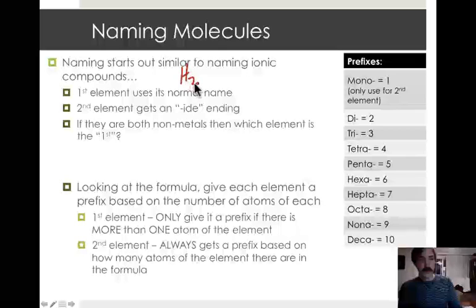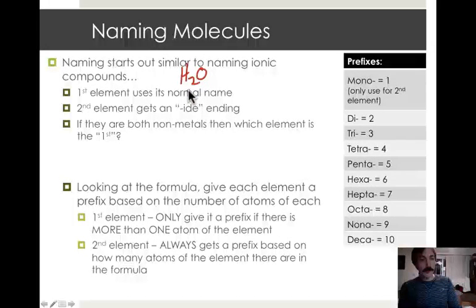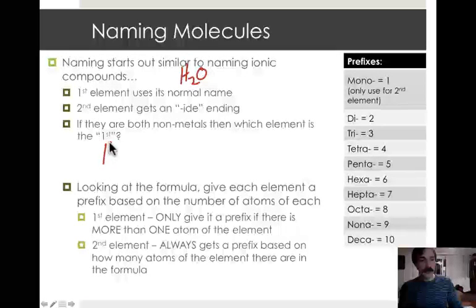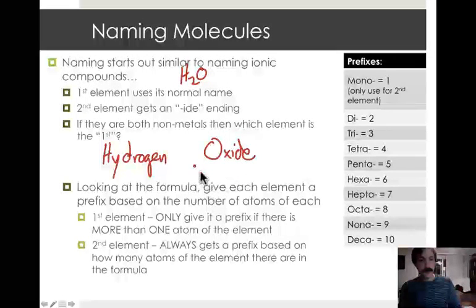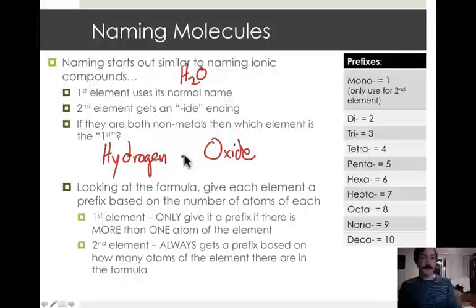If we take a compound like water, water is the common name for H2O. Let's find out what the actual chemical name is. The first element, we use its normal name, so hydrogen, we're just going to use it as hydrogen. The second element gets an "ide" ending, so oxygen goes from being oxygen to oxide. Just like ionic, right? First element name, second element "ide."